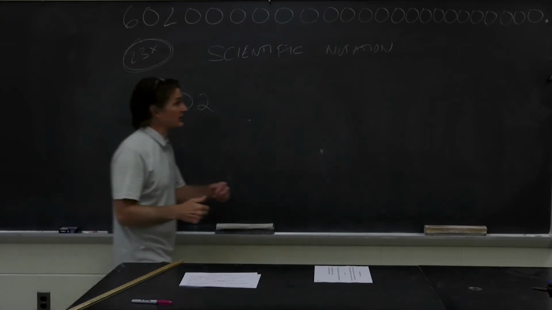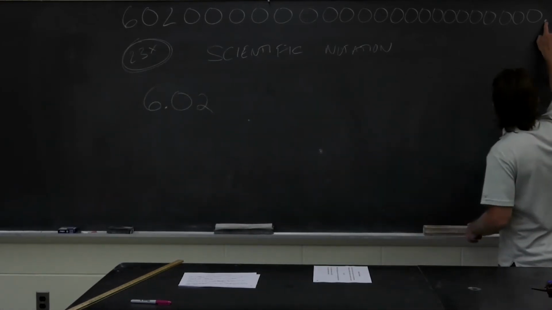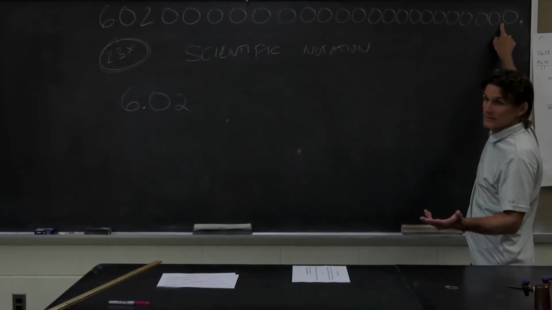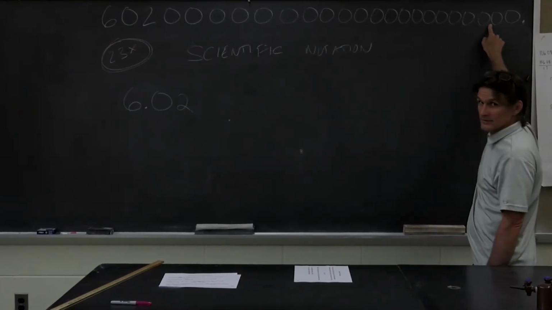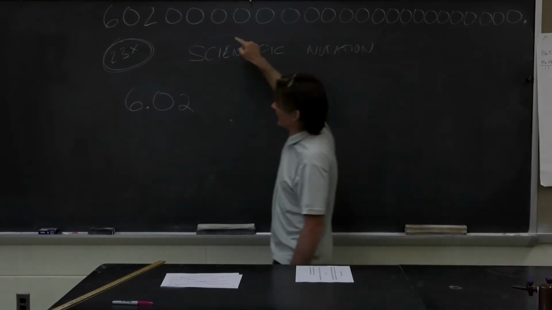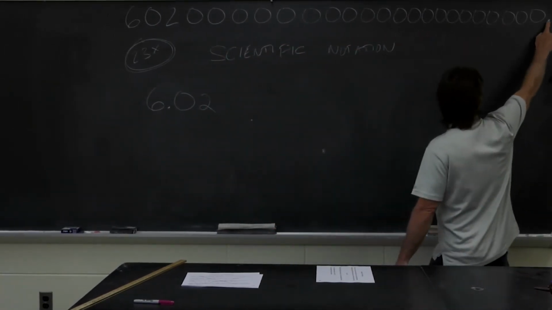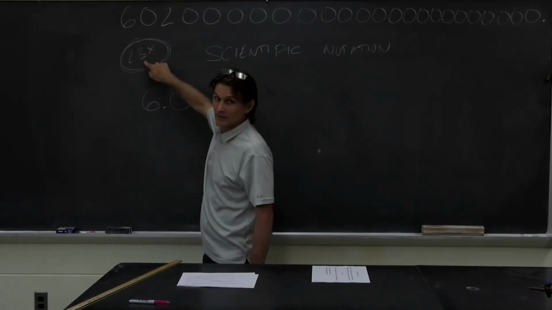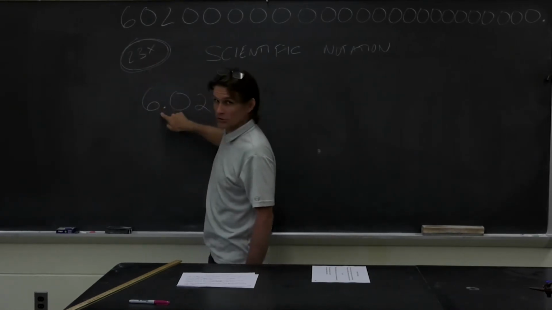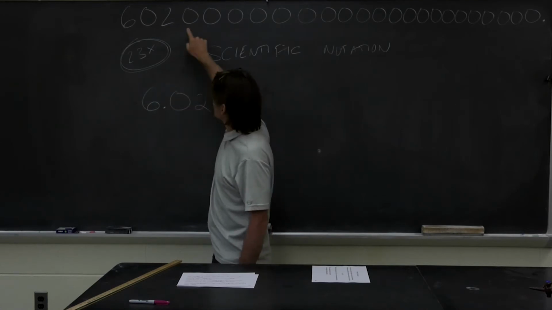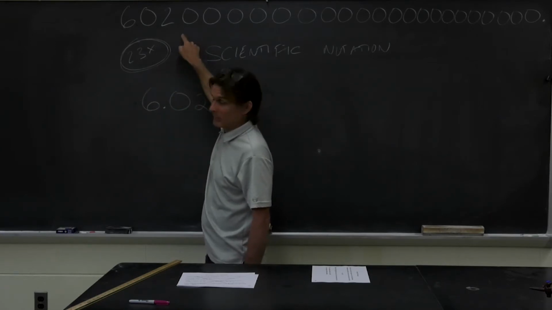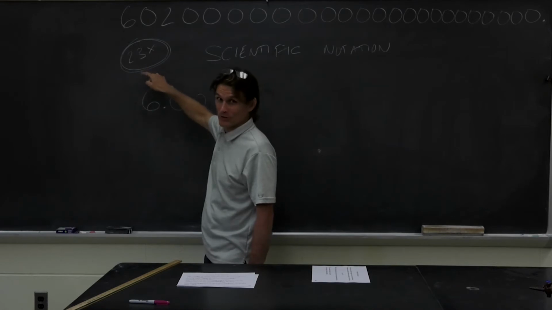And every time I moved the decimal, that's basically the same as dividing by 10. And if I move it again, I divide it by 10 again. So I divided by 10 to go from here to here, a total of 23 times. So 6.02 is this number divided by 10 23 times. So how did I get that number back? Well, I have to multiply by 10 23 times.